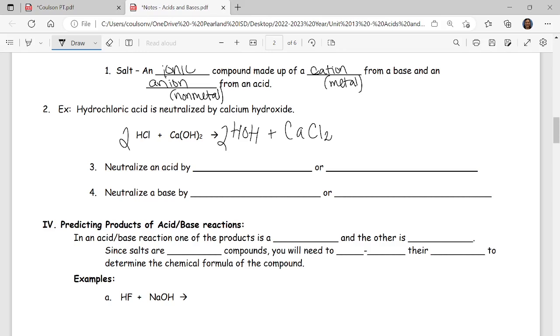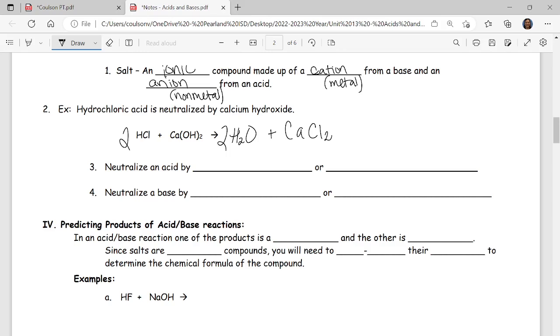If you still need an R and P chart to balance, you can absolutely do that, yes. Can you also write H2O as HOH? Yes. If you prefer seeing it as H2O, that is fine. It just generally makes it a little tougher to balance. But yeah, as long as you recognize it both ways, that's fine.